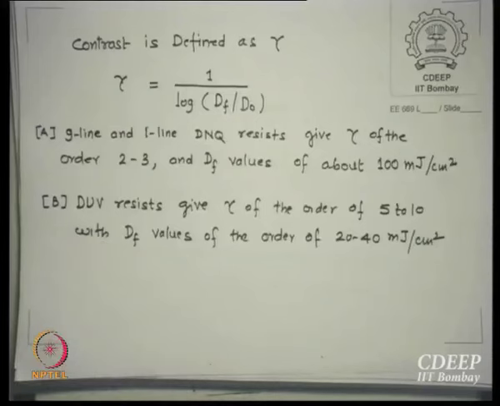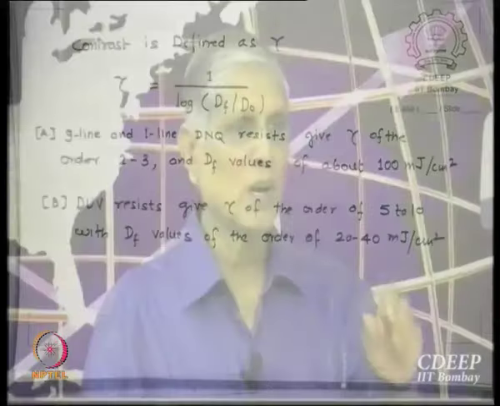However, for DUV, I want to increase gamma to the order of 5 to 10, with DF values going down from 100 millijoules to 20 to 40 millijoules. Why is this necessary? Because if I require lower intensity to expose it, then the diffraction will be smaller. So I want to reduce intensity as much as possible. If it doesn't expose, I will give 100 millijoules, but if it happens at lower, I am happy, and I get the same contrast.